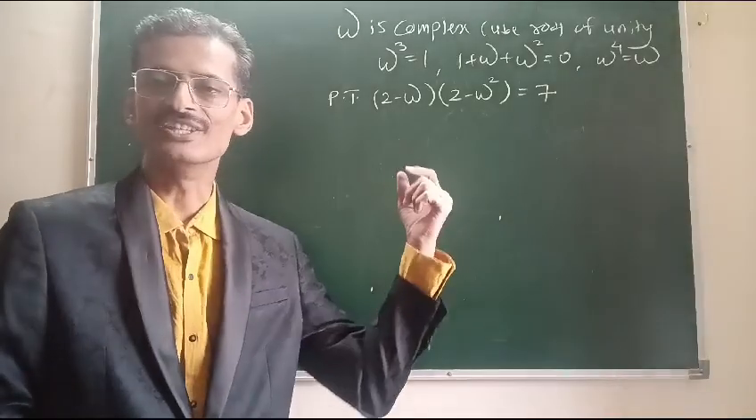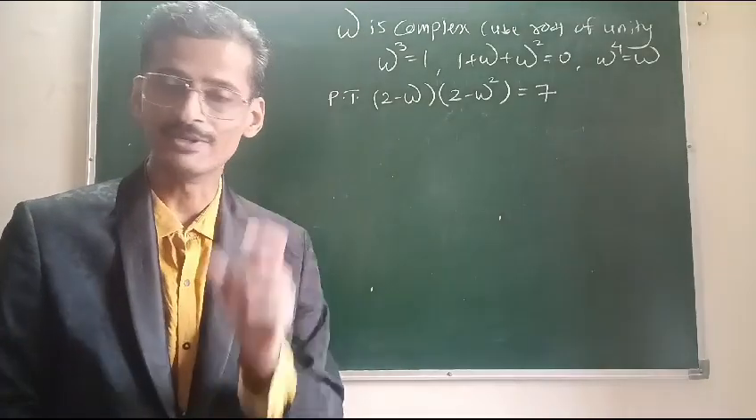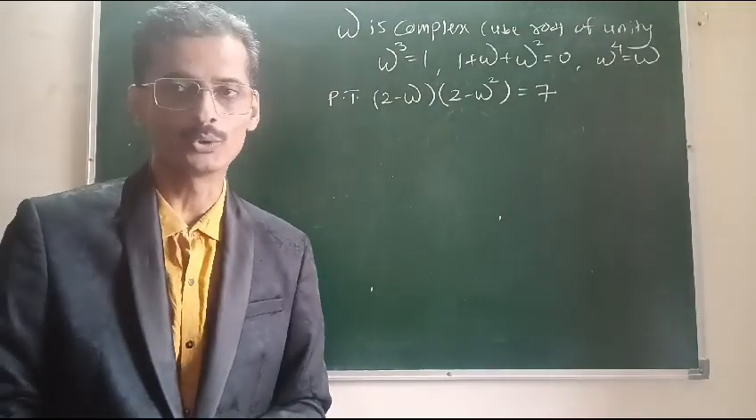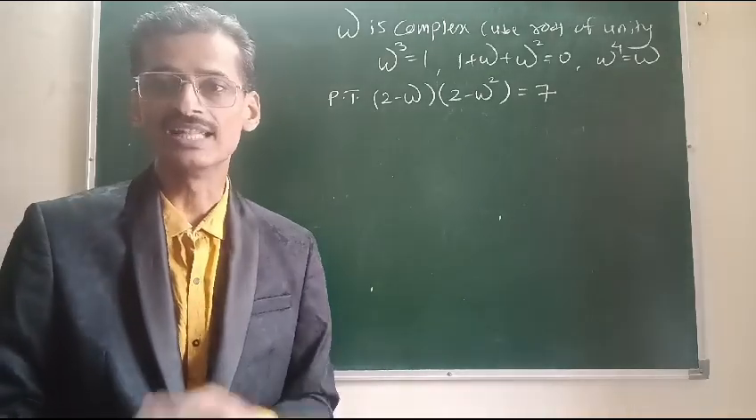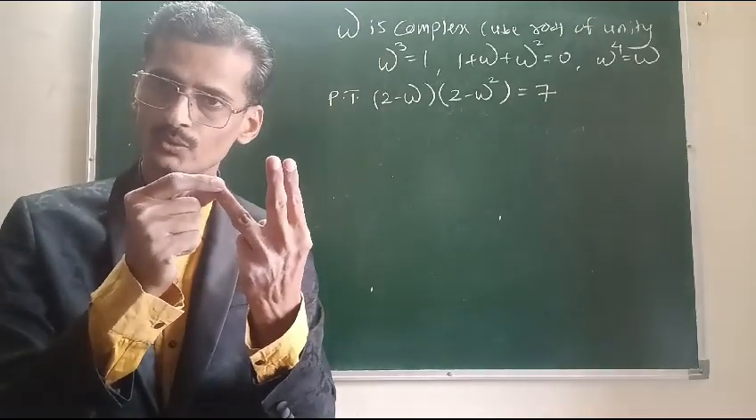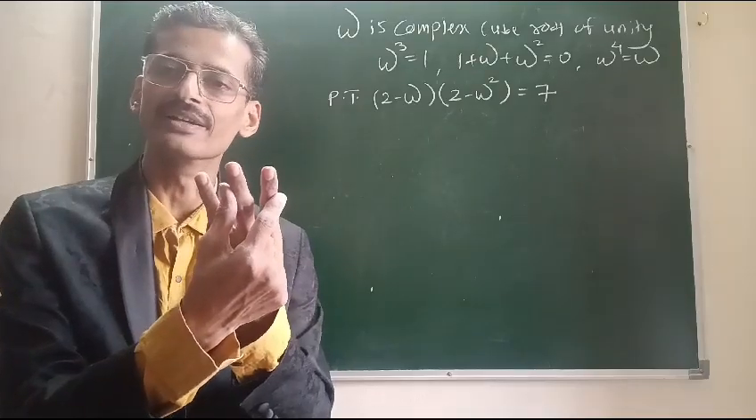Here omega is complex cube root of unity. So what is exactly the meaning of this? We know for 8, one cube root is what? 2, because 2 cube is 8. But actually there are 3 cube roots, from which one is a real number, that is 2. 2 cube is 8. And the remaining 2 are complex numbers.